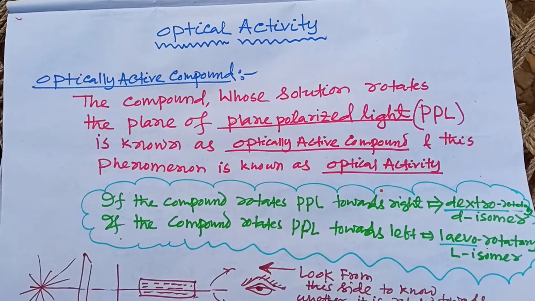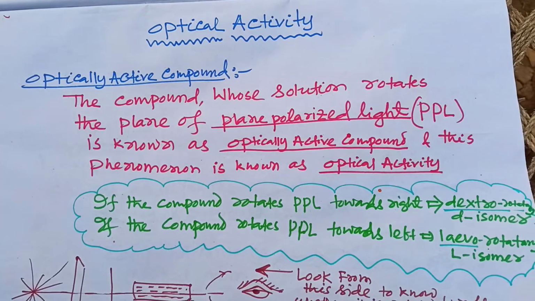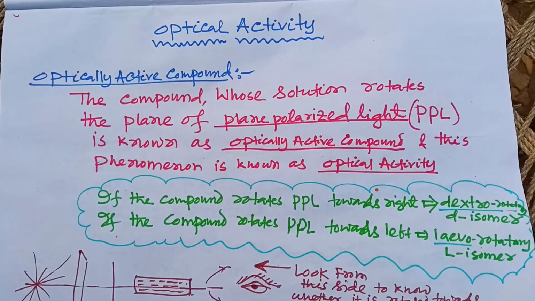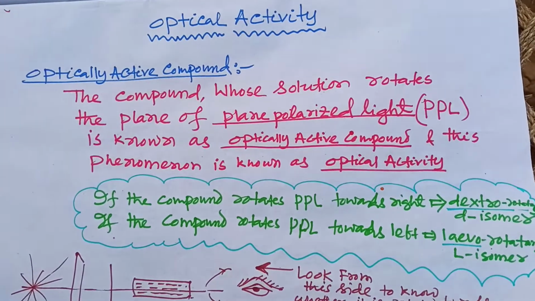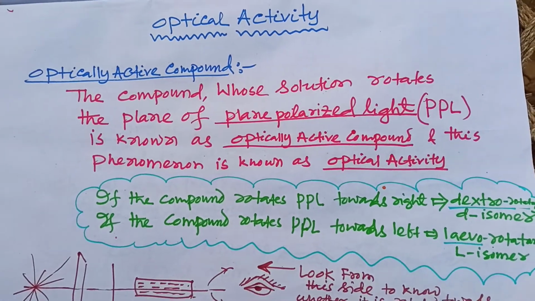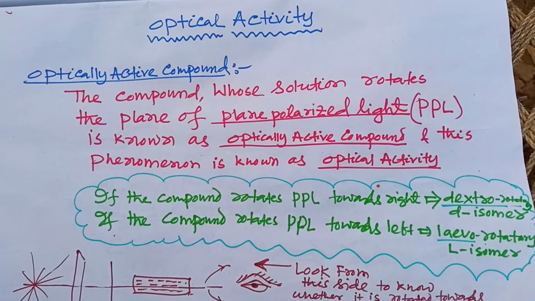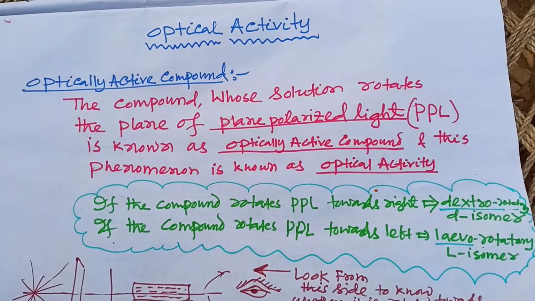In today's video, I will be explaining optical activity. What do we mean by an optically active compound, and how do we identify whether a given compound is optically active or not with the help of the plane of paper? All these things I will be explaining in detail in this video. So watch the video till the end.